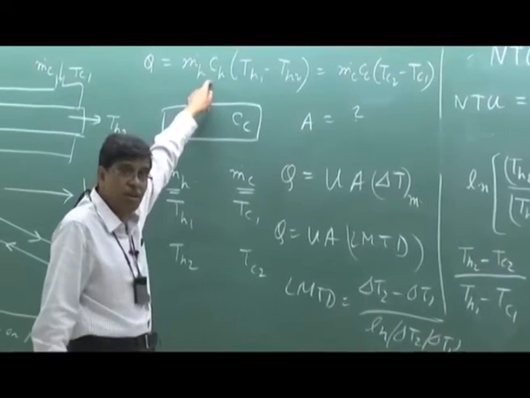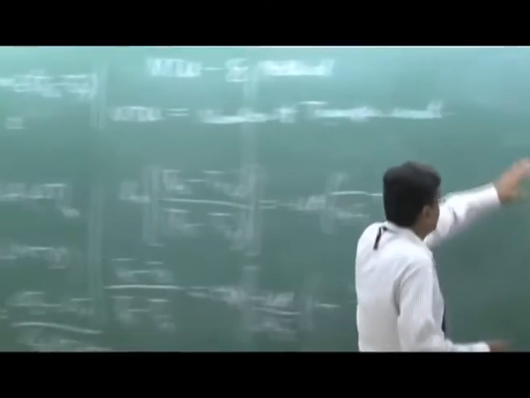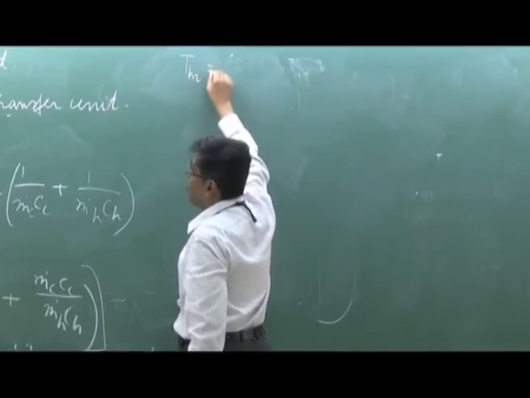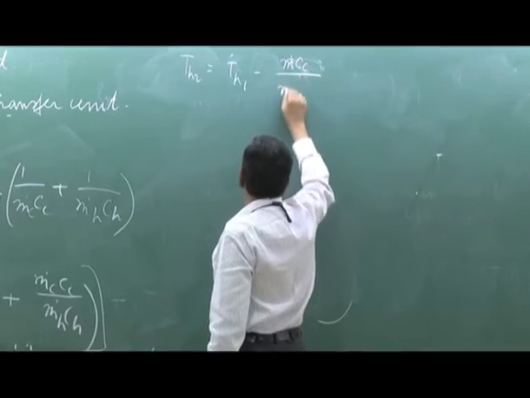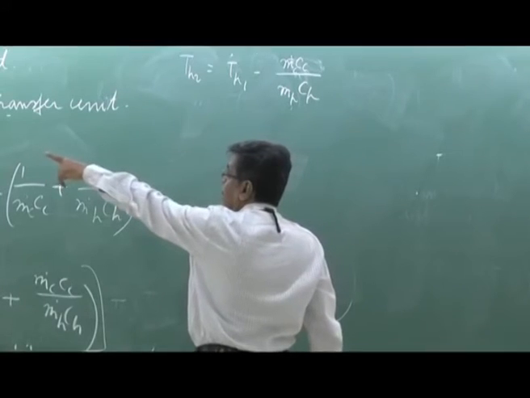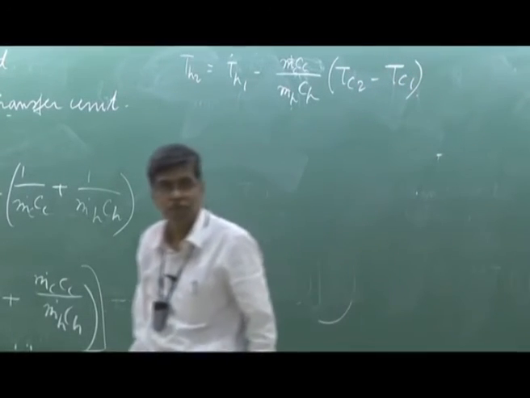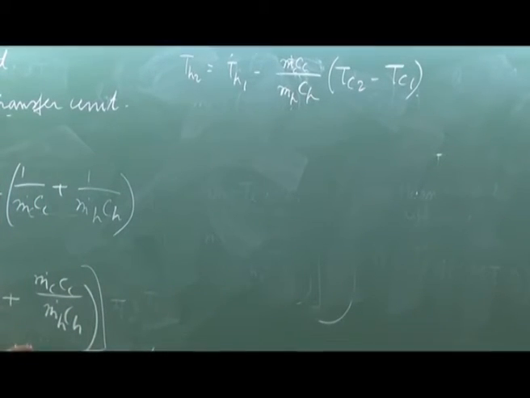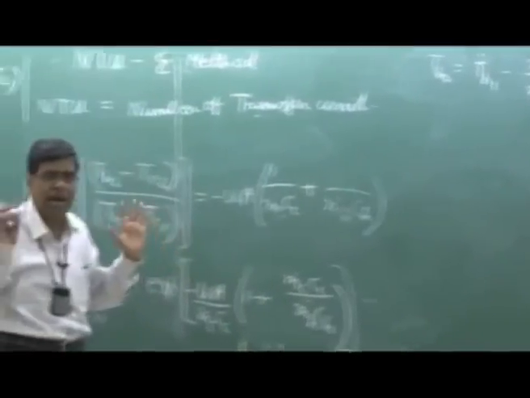Now here this equation is always used. Here what we will do, we will express TH2 in terms of TH1. Write that TH2 is equal to TH1 minus m dot Cc divided by m dot hCh times (TC2 minus TC1). I think I have done correctly. That means the trick is that TH2 is substituted in terms of TH1 and TC2, TC1. You will understand why. All these tricks will be understood at the end. Now, if you substitute this at the present moment, you accept that this way it has to be done.